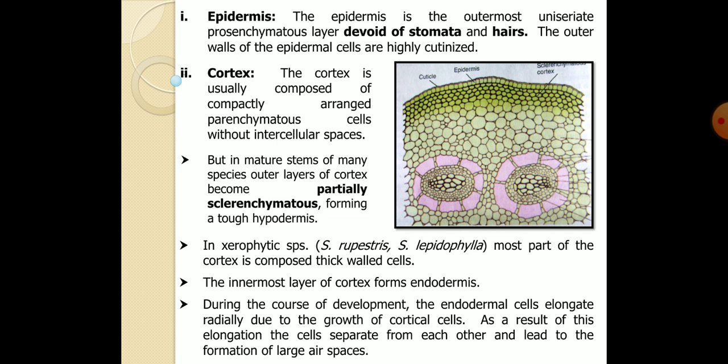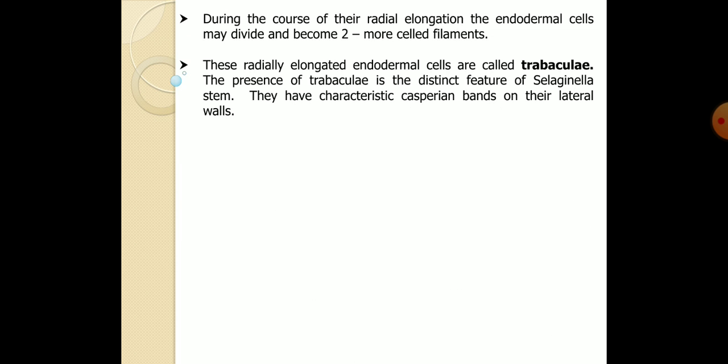Endodermis cells are elongated due to the growth of cortical cells, and during their development they become radially elongated and form filament-like cells. An important feature is that the endodermis cells have a specialized structure called trabeculae. These trabeculae are a distinct feature of the Selaginella stem. Sometimes in an examination a question may be raised: where do you find trabeculae? They are present in the stem, in the endodermal region of Selaginella.